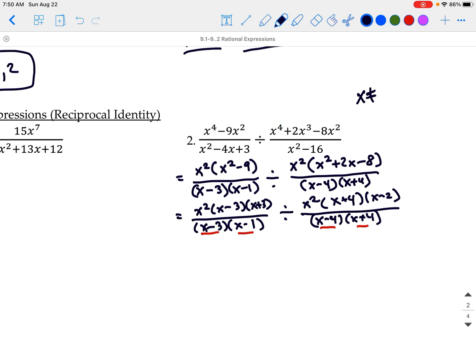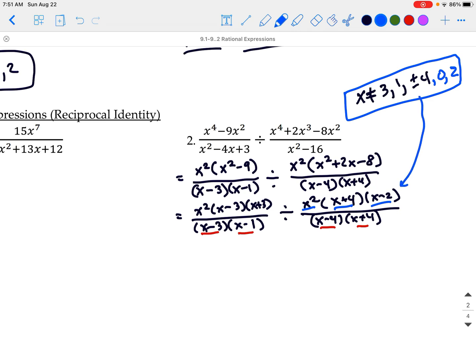we can see that 3, 1, and then plus or minus 4 are all going to be undefined. But I'm also dividing by this whole thing, meaning that now the zeros of this divisor are also going to be undefined. So we need to add in a few here. So it looks like we're going to add in 0. Negative 4 we already have accounted for, but then we're going to add 2. So there's actually 6 undefined values. And again, that's because we're dividing by this expression, which means these values equaling 0 is the same as division by 0. We're going to get something undefined.